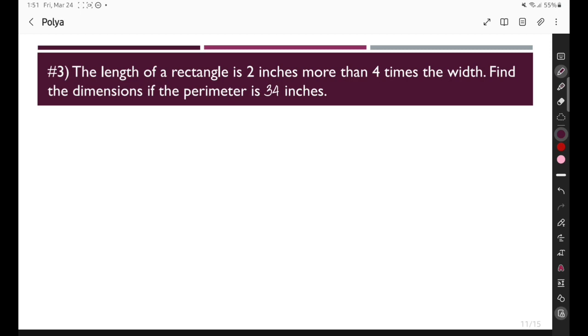The length of a rectangle is 2 inches more than 4 times the width. Find the dimensions if the perimeter is 34 inches. All right, so let's start with the step 1.